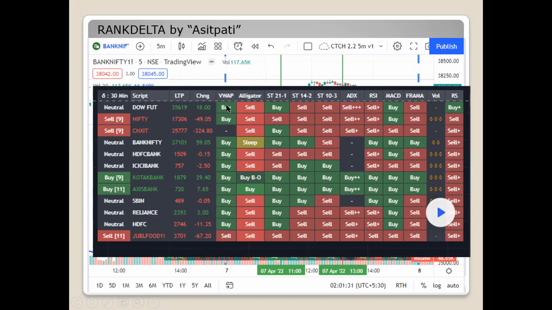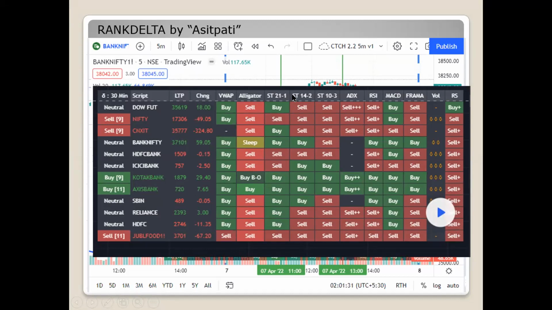And next is the VWAP, the volume weighted average price, as we know. It's a trend indicator, basically. And next one is the alligator. The alligator is an EMA based indicator giving an indication whether it's meant for buy or sell or in the sleep position. So that's what the alligator is meant for.